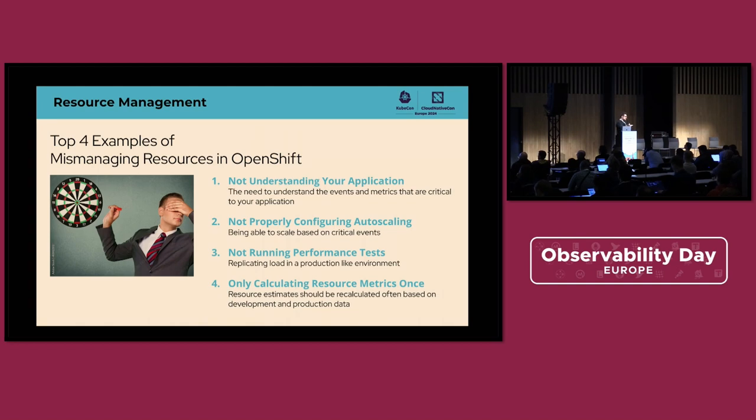Auto-scaling fits into this. I'm not talking about auto-scaling today, but know that auto-scaling obviously is very critical. When do you trigger auto-scaling within your capacity planning? Not running performance tests. And then number four is the biggest one I'll be talking about today: making sure to calculate your resource metrics, and making sure that you're continually recalculating those metrics, and understanding how your application works and how it consumes resources.